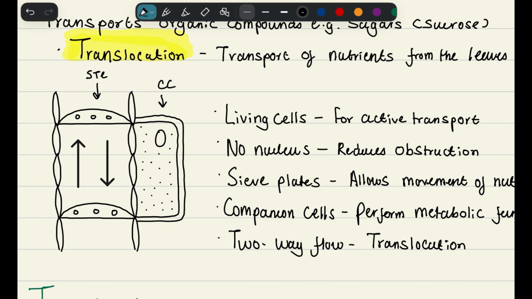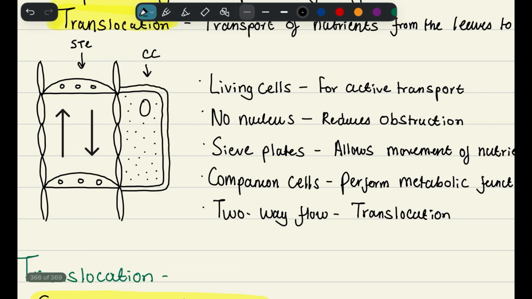However, they are living, right? So your companion cells do most of the work. Your companion cells have a bunch of mitochondria to generate ATP. They've got the nucleus and all the organelles you need to make proteins, and they are going to do the majority of the hard work for this whole phloem vessel to function. Those are the main things in terms of the structure of the phloem, and you can already think in your head about a table comparing phloem to xylem, which is a question that examiners like to ask.